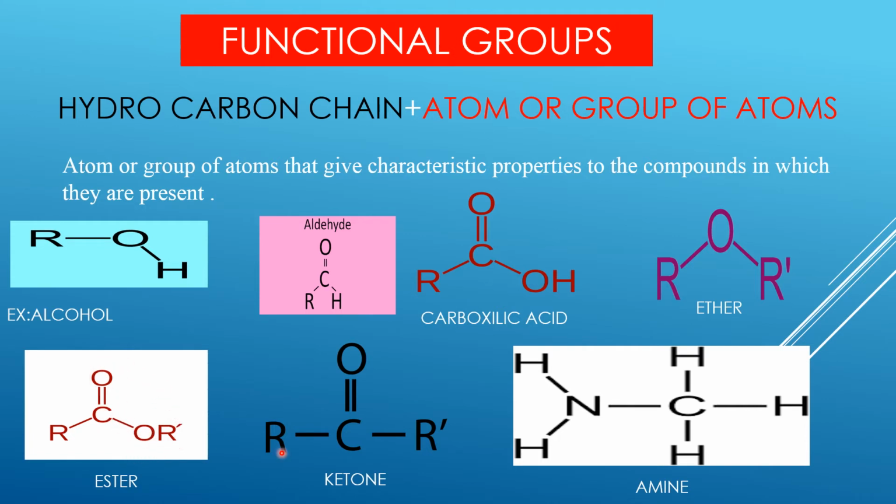Look carefully. Next, here C double bond O. This oxygen is doubly bonded with the carbon. This C double bond O functional group is known as ketone. Next, come to this one, NH2. This functional group is known as amine. What do we call it? Amine.